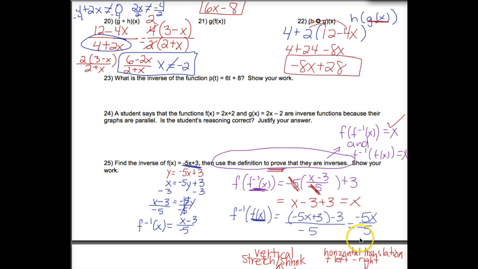I still have some people who are trying to cancel the 5's first and write that the next step looks exactly like this one. It doesn't. That's actually mathematically incorrect. It has to look like this. The 5's cancel next, and I have equals x. So I have now done this. I already did that. I have now proved that they are inverses.